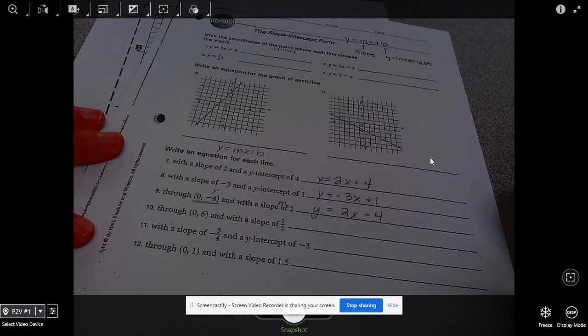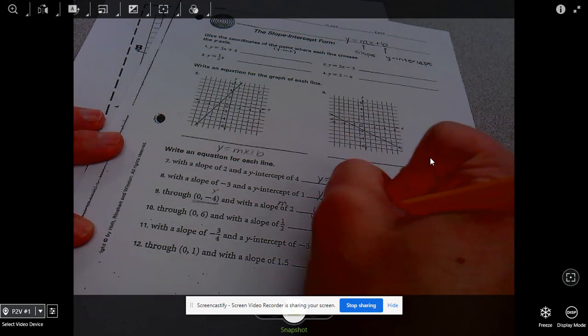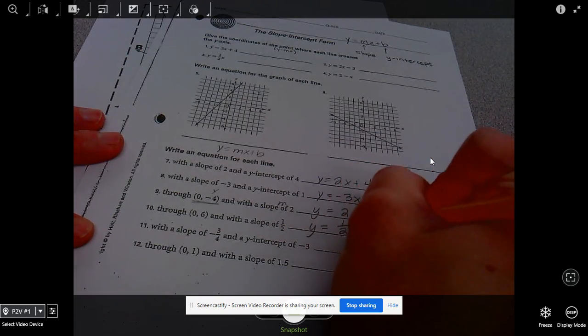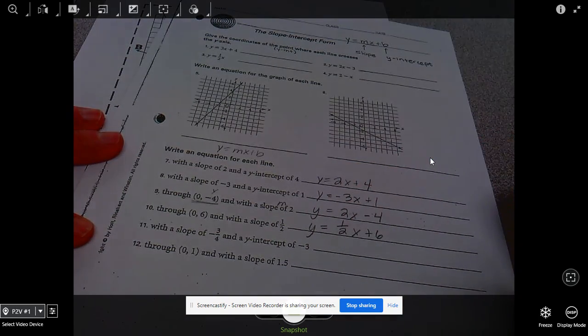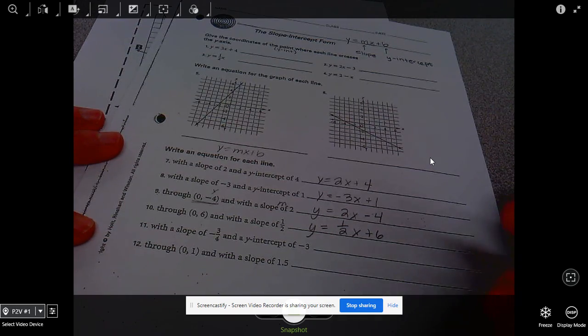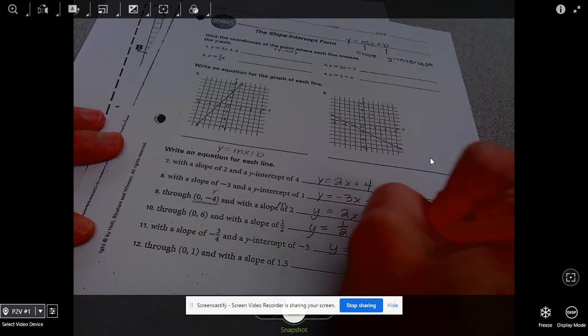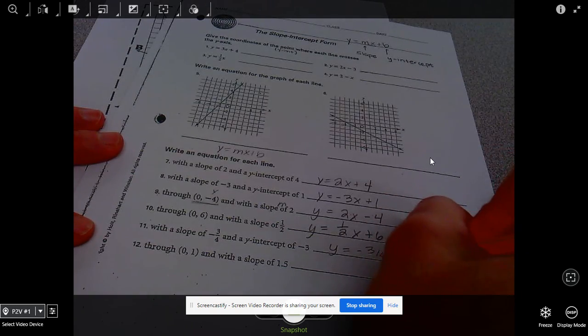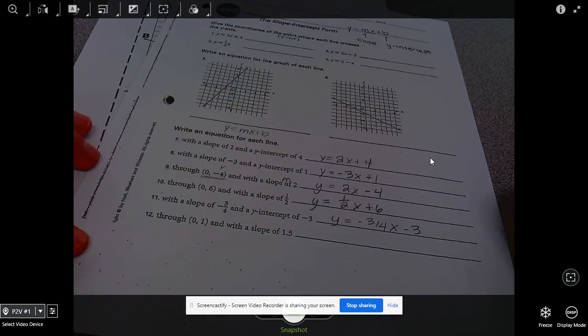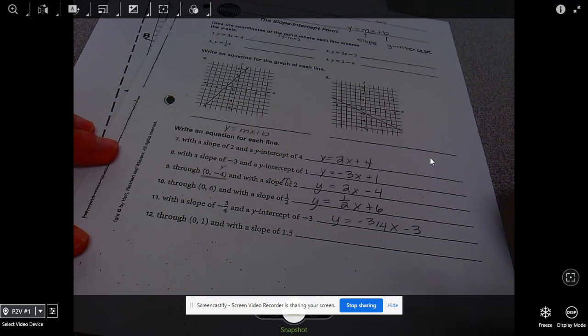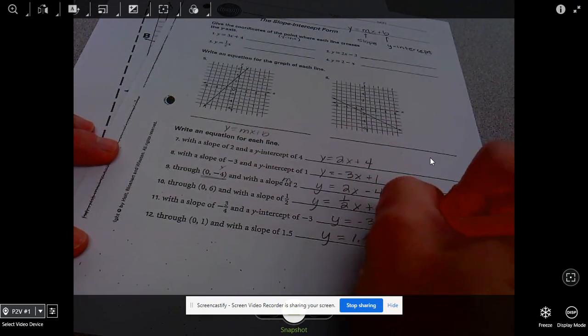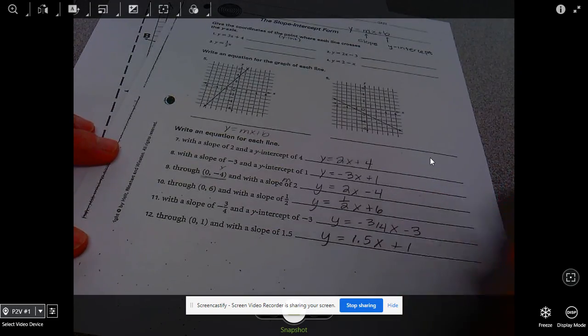What would the next one be? Go ahead and try it yourself. Right, and last one, go ahead, keep trying. So your y-intercept is also a coordinate.